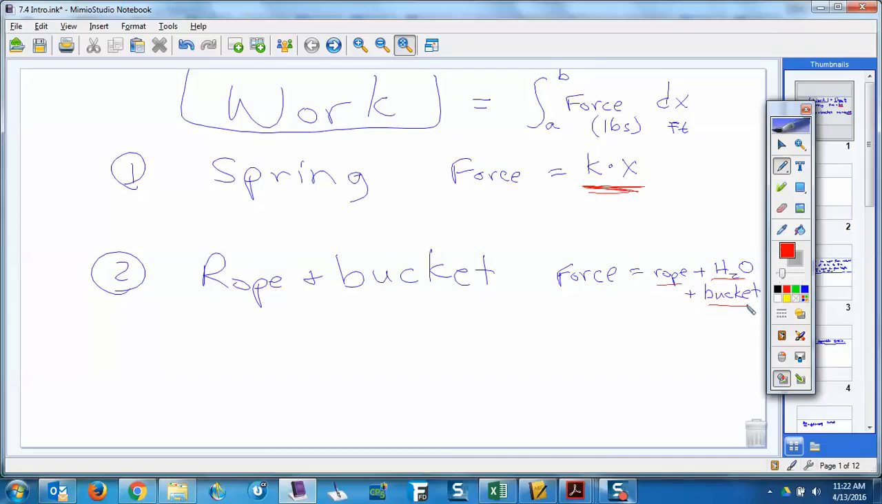With the bucket, of course, as you lift up, you have less and less rope to lift, or less and less cable for the motor to lift, so that's a changing amount. With the bucket, you could have water leaking out, so that could be a changing quantity.